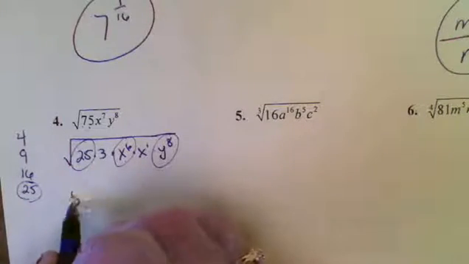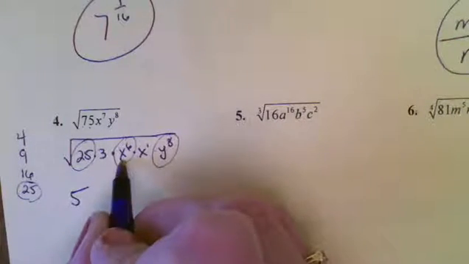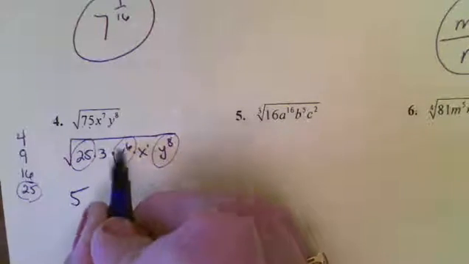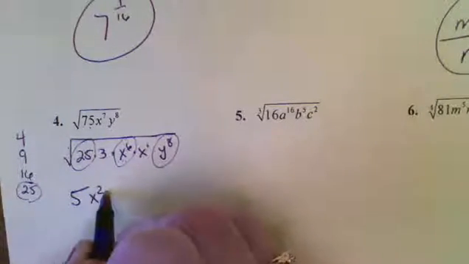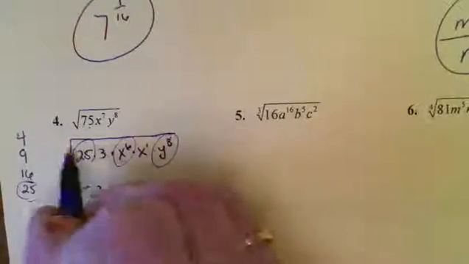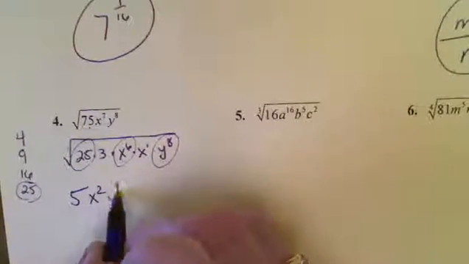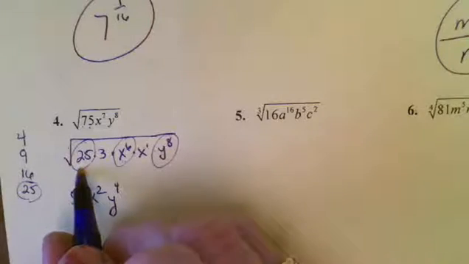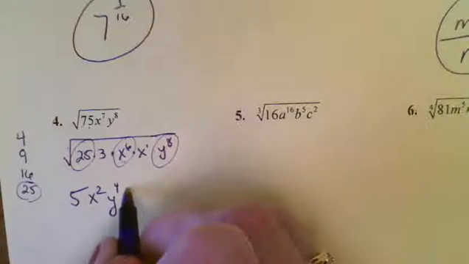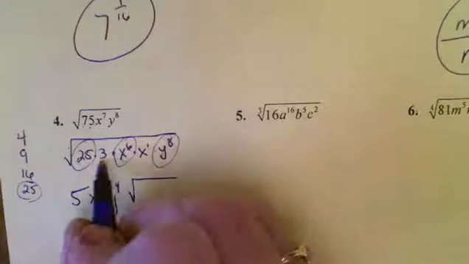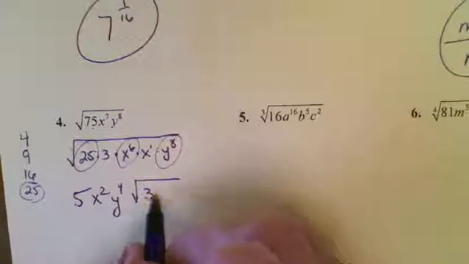Square root of 25 is 5. Square root of x to the 6th: if I go x to the 6 over 2, because remember my root is 2, I get x squared. Y to the 8 over 2 gives me y to the 4th. So that's the square root of 25, x to the 6th, and y to the 8th. What's left has to stay under the square root. I have a 3 and I have an x.